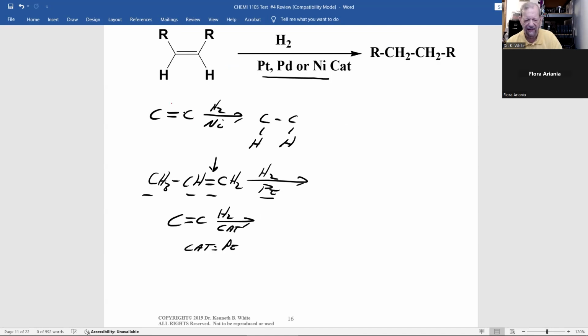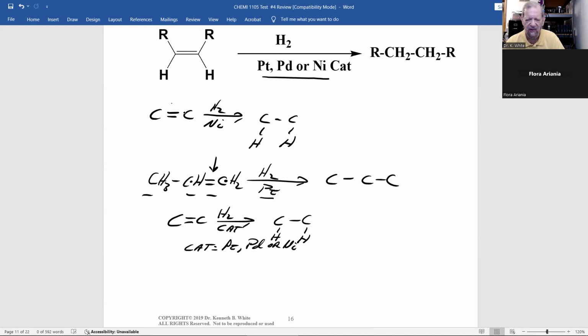That could be platinum, palladium, or nickel. And you break one of the bonds, and each carbon of the double bond gets a hydrogen. Do you break carbon-carbon single bonds? No, so I won't. So I start with 3 carbons. I end up with 3 carbons.